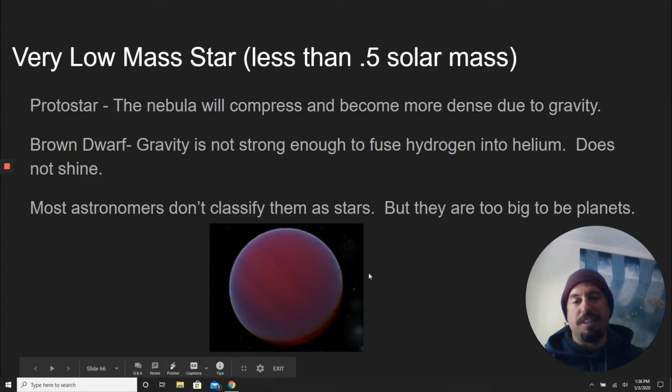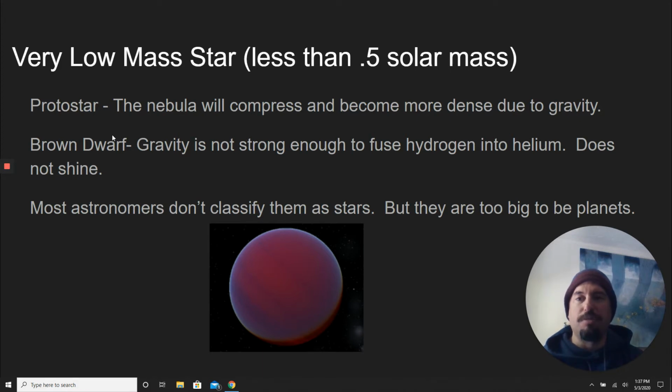Here is an artistic rendering of what we think brown dwarfs look like. Because they're so far away and they're not shining, we can't actually see them. But we do know they exist because the physics says so. The physics says there are objects with this mass, and there's not enough gravity to cause fusion. So they're there, but we can't see them because they're not giving off any kind of light or radiation.